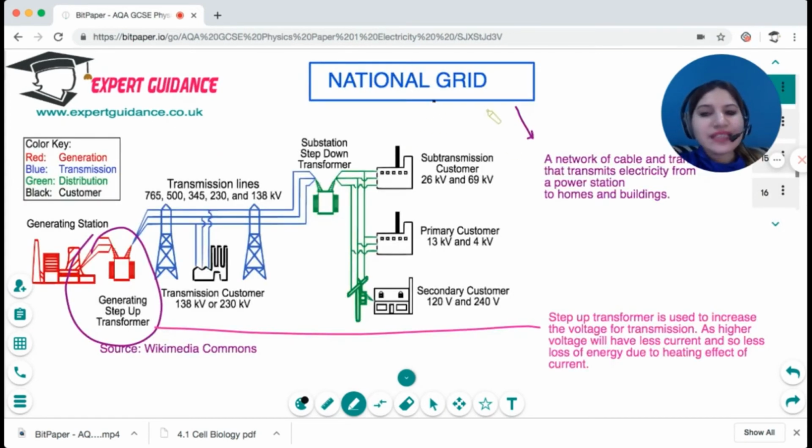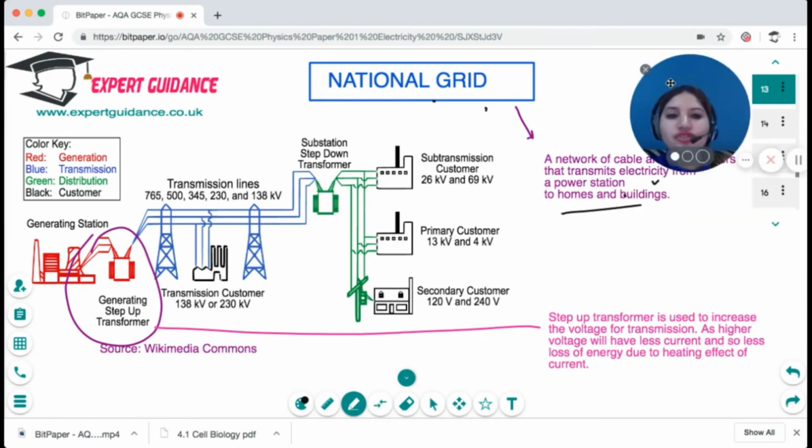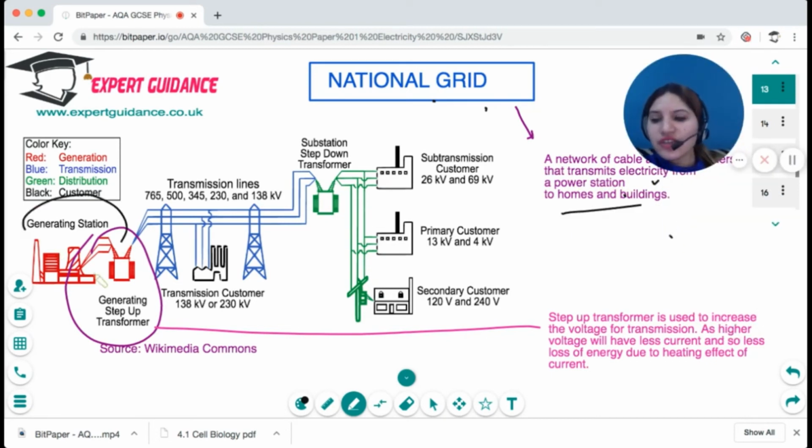Now, what is a national grid? A national grid is a network of cables and transformers that transmits electricity from a power station to homes and buildings. So this is a generating station, and you can see that we have used a step-up transformer to increase the voltage to a very high level. Why?